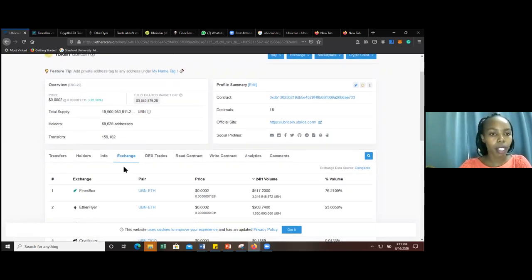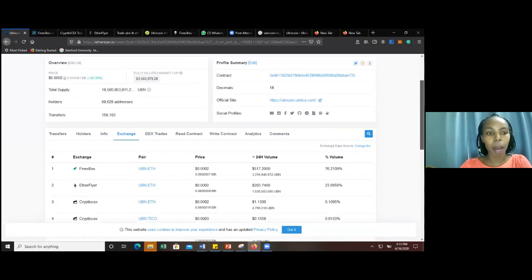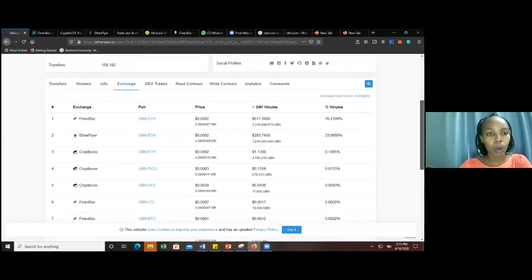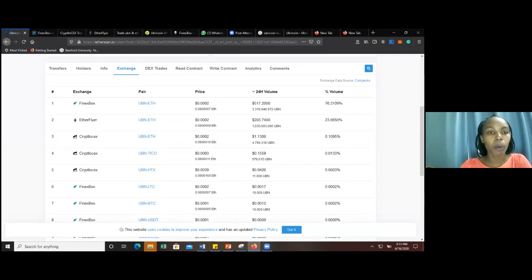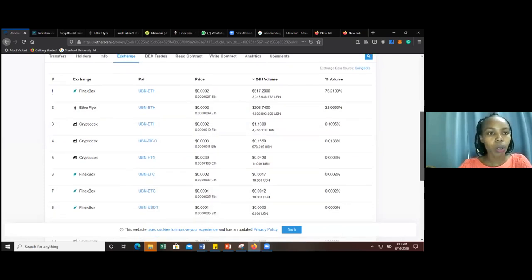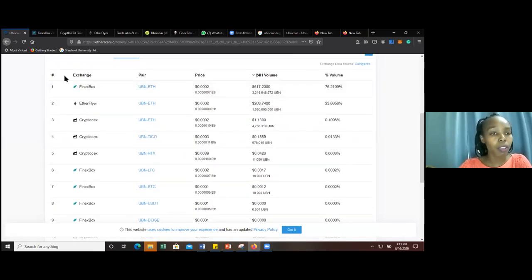Then we have this tab where we have the exchange, and an exchange is basically a market for Ubricoin, where the Ubricoin price is listed, where you can go buy and sell Ubricoins. So these are the markets that Ubricoin has been listed to. And you can see we have different exchanges, first of all, and then we have different markets.